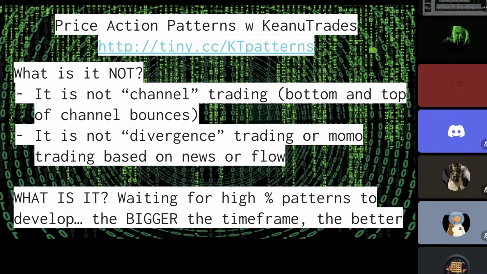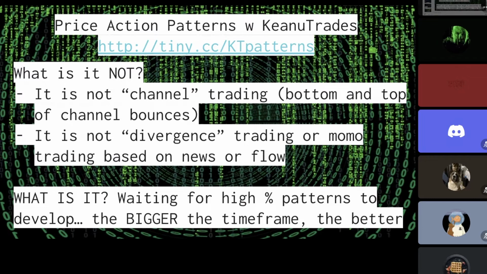So you have to use multiple measures here. You can't just use one. What I do is wait for high percentage patterns to develop. And the bigger the time frame, the better, because the bigger the move. I know some people watch the 1 minute, and if you have a 1 minute bull flag, the flag is probably only going to last a minute. But if you're looking at the hourly, the 4 hourly, you're going to get a bigger move.